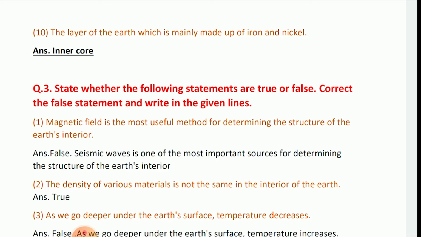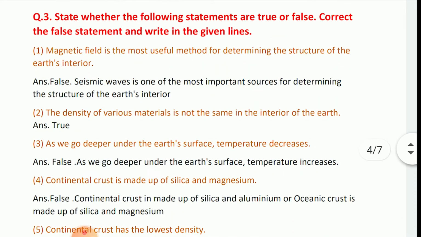Third, state whether the following statements are true or false. Correct the false statements and write in the given lines. First, magma fields is the most useful method of determining the structure of earth's interior. False. Seismic waves are the most important source of determining the structure of earth's interior. The density of various material is not the same in the interior of the earth. True. As we go deeper under the earth's surface, temperature decreases. False. As we go deeper under the earth's surface, temperature increases.